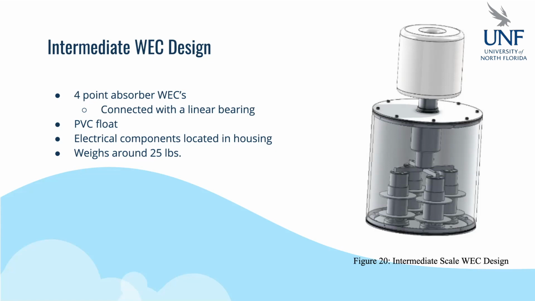As a wave moves past the point absorber, it'll move that float up and down and translate the motion to the 4 wave energy converters inside the larger housing. The float at this point is manufactured out of PVC, and all the electrical components are located inside that larger housing down at the bottom. In total, it weighs about 25 pounds. At this phase of development, we are nearly complete with the manufacture of the intermediate scale design and are poised to begin testing later this year.